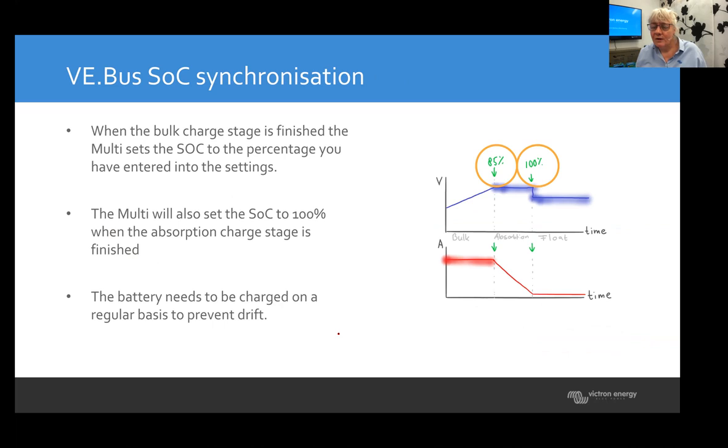The Multi also has synchronization moments. It does the 100%. And handily, the Multi is a charger as well, so it knows exactly when float starts, so it will then make it 100%. But it also can do a second one. It knows when bulk stops and absorption finishes, and that's usually 85%. That's what you set in that setting, and that's more or less pretty default and standard.